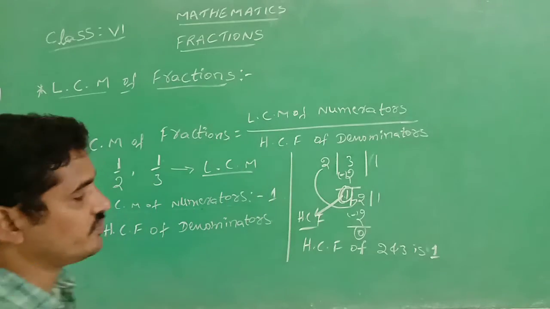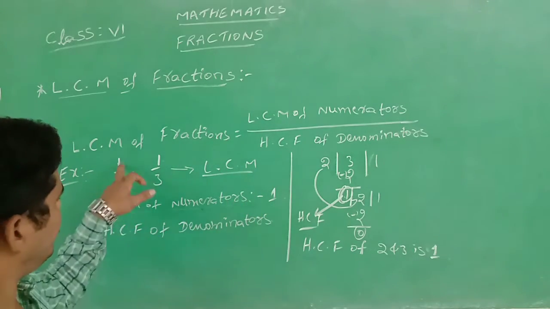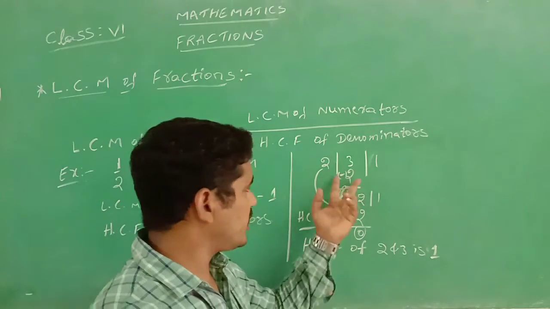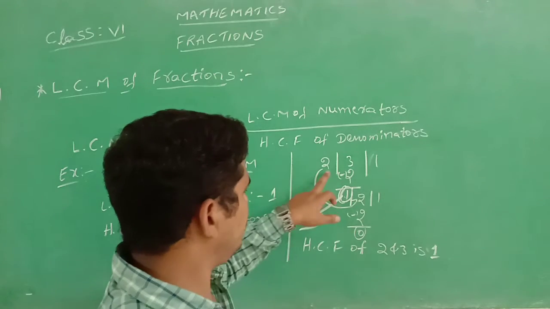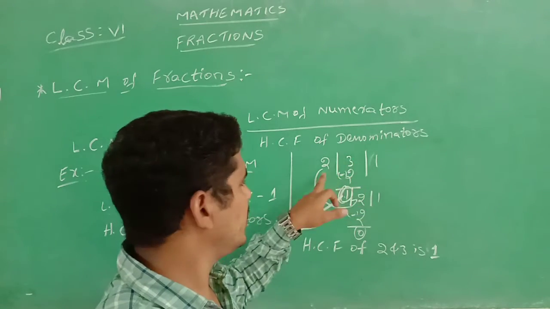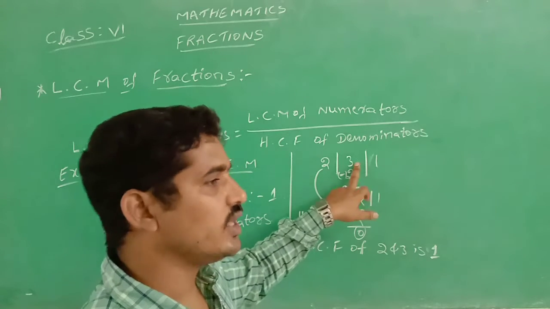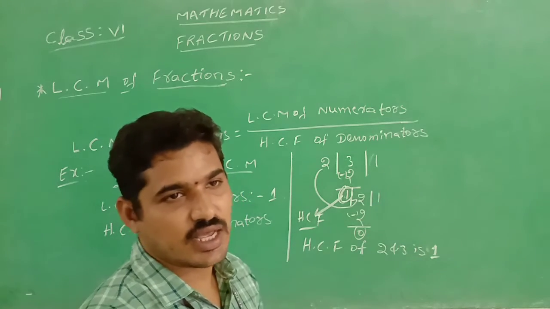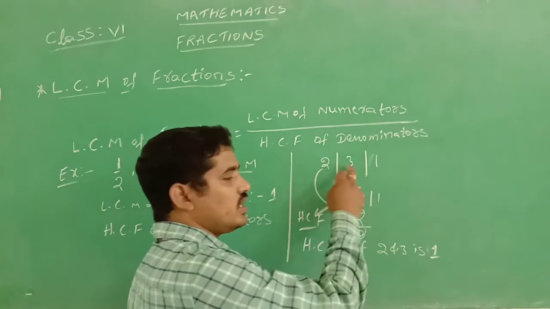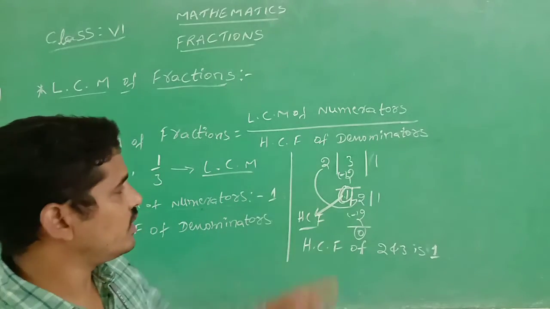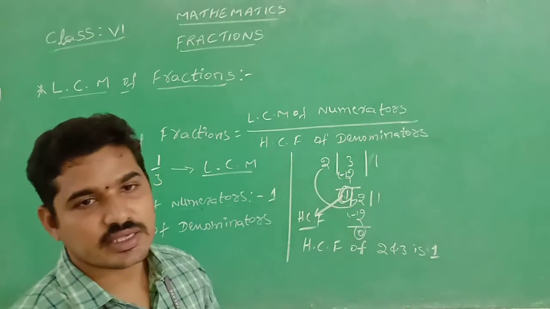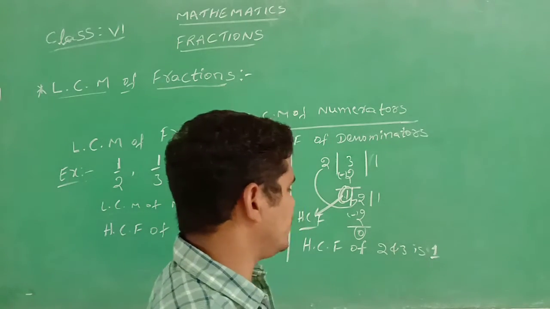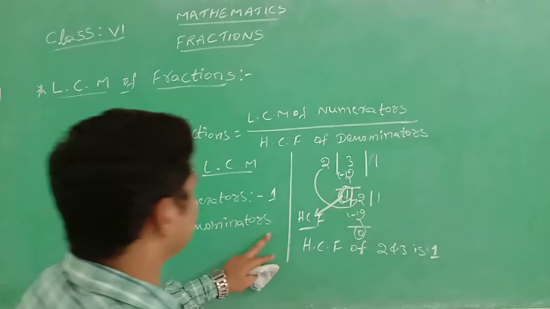For 1 and 1 the LCM we got is 1, and the HCF also we got as 1. Also, here is a simple thing we can find out: if one is an even number and one is an odd number, then the highest common factor is 1. If any number is a prime number, then the highest common factor is always 1. So here also we got 1. This is the HCF and this is the LCM.